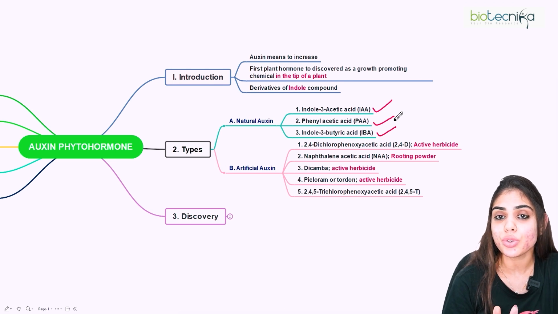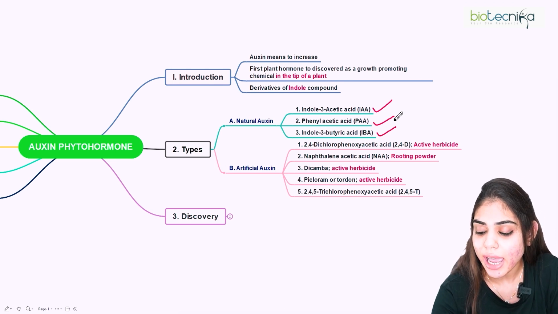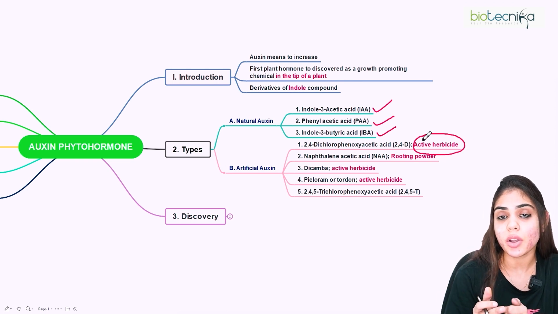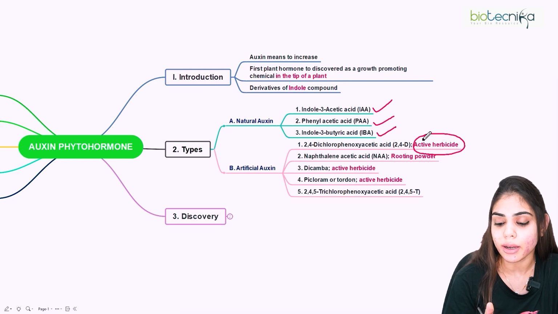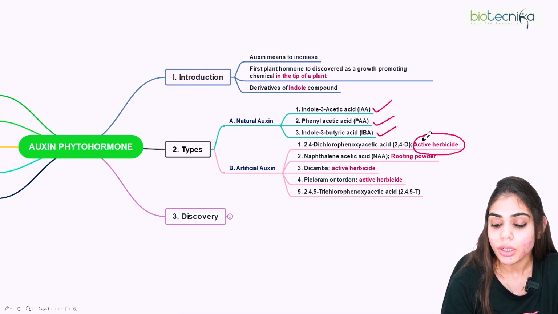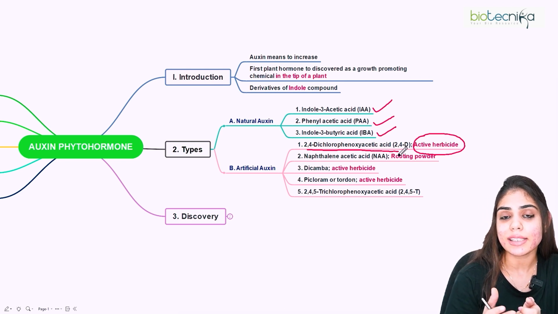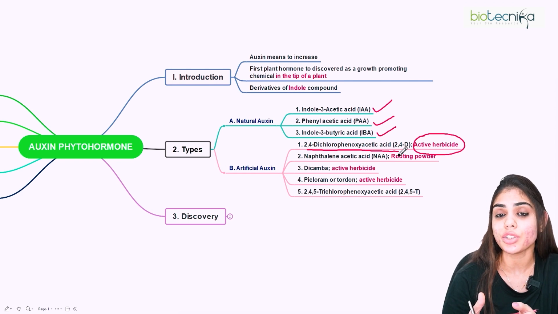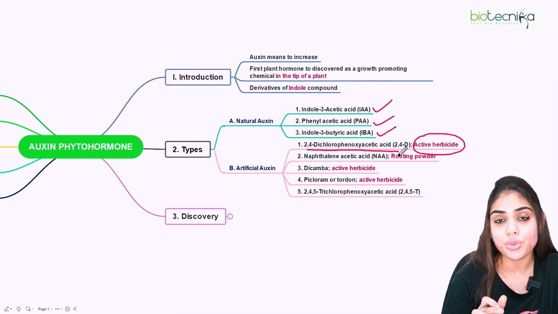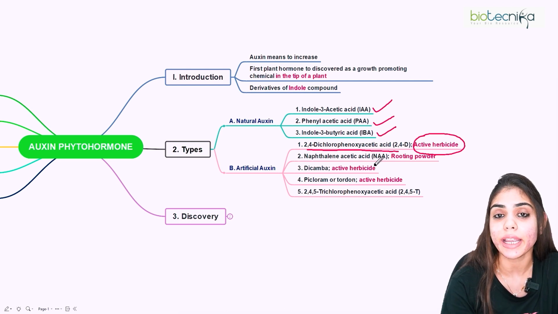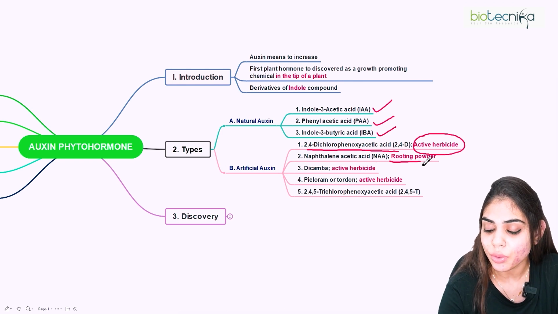The first is 2,4-D, which also acts as an active herbicide. Herbicide means it is responsible for killing small herbs. So what is the extension of this 2,4-D? It is 2,4-dichlorophenoxyacetic acid. Sometimes in the ICMR exam, they focus on the extension of this 2,4-D. The second is naphthalene acetic acid or NAA, which is used as a rooting powder.